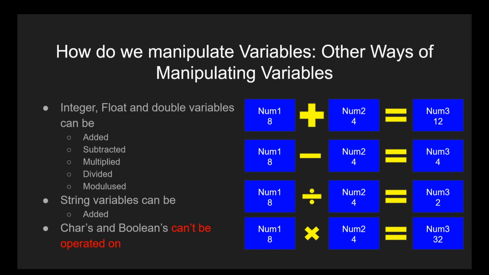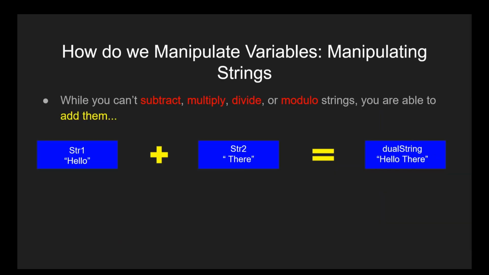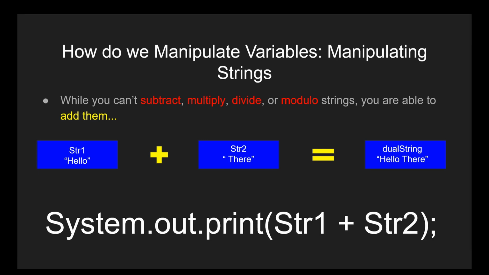This allows for you to keep easy track of which numbers are which and what's going on in your program, which is extremely useful. Also, while you cannot subtract, multiply, divide, or take the modulus of strings, you are able to add them. Let's say you had a string1 with the contents hello and a string2 with the contents there. You could add string1 and string2, create a string that had the contents hello there, either storing it in a third variable or printing it out to the console.